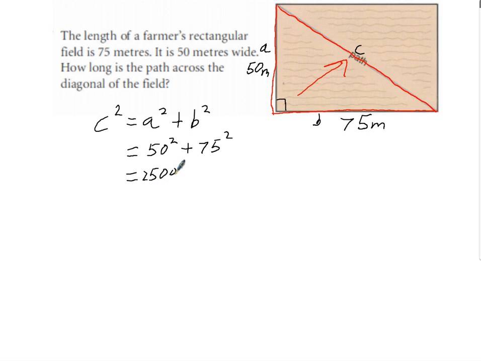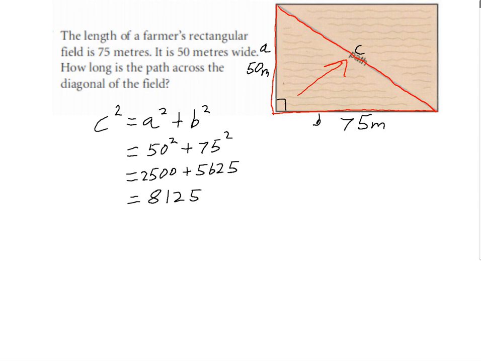2,500 and 5,625. Now you're not expected to do these on paper, just use your calculator, type in 50 squared, and it will give you the answer for that one. And as I've said before, add these two together, 8,125.